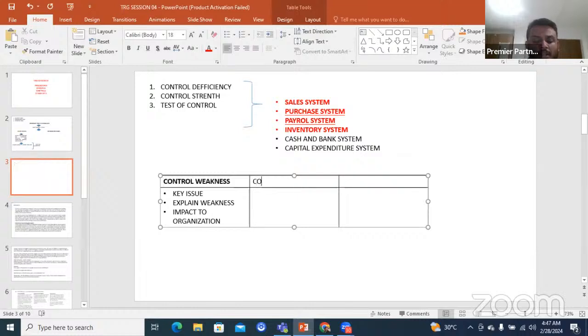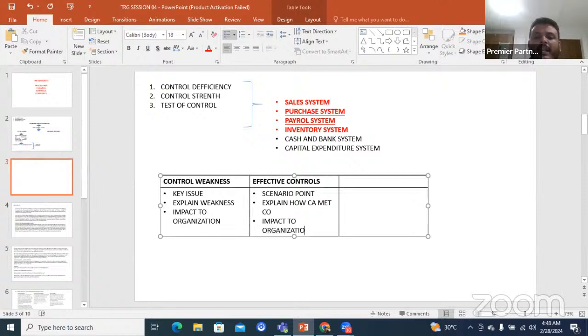And let's say effective controls, or else I can say control strength. Again, you should identify a scenario point. You can't say it's an issue because it is not an issue when it comes to effective control. Scenario point should be taken. Explain how control activity met control objective. And here also, you should write the impact to organization.